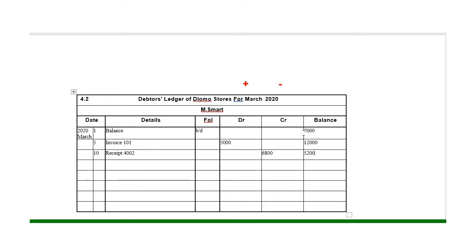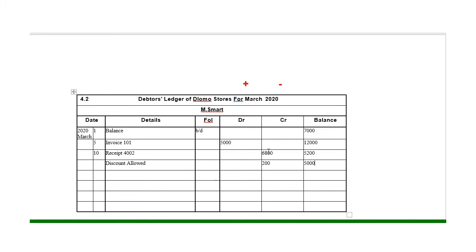So there's a difference of 200 Rand between what he paid and what he owed. So 7,000 minus 6,800 is 200 Rand. So we must also reduce his account with that 200 Rand. And what was that? That was discount. Now, discount is one of the only ones where I won't put in a document, because we don't give him a document, we just give him the discount. So we'll just put in discount allowed, 200 Rand, which means 5,200 minus 200 gives me 5,000, which is right.